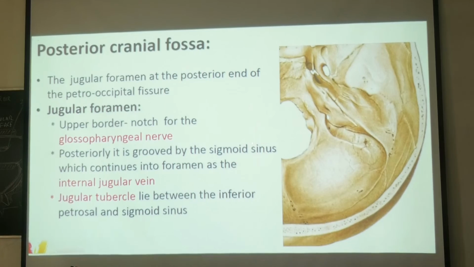Posteriorly, it is grooved by the sigmoid sinus. You can see this groove is for the sigmoid sinus. Sigmoid means S-shaped sinus, which continues into the foramen as the internal jugular vein. It passes through the foramen, then continues downward as the internal jugular vein. Then the jugular tubercle lies between the inferior petrosal and sigmoid sinus. Here lies the inferior petrosal and here lies the sigmoid sinus. So here is the jugular tubercle.